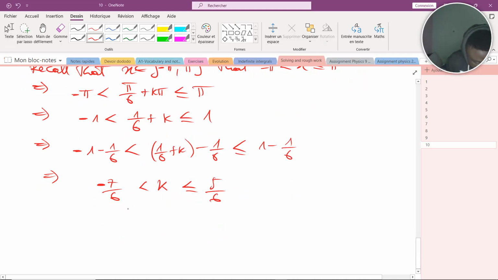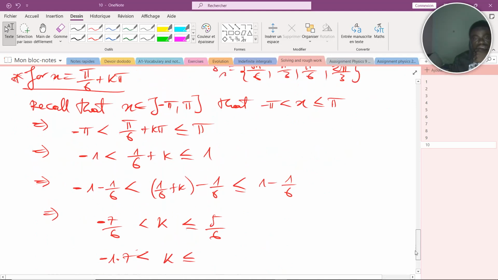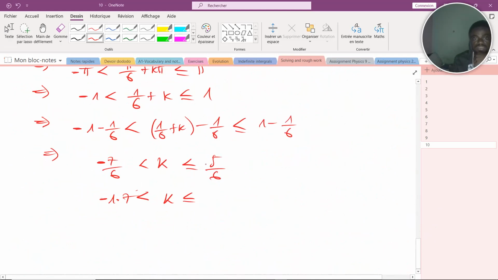What is 7 divided by 6? Let me use my calculator. 7 divided by 6 is 1.17. So our k will be between minus 1.17 and less than or equals to what? Less than or equals to 5 divided by 6, that's 0 point something.